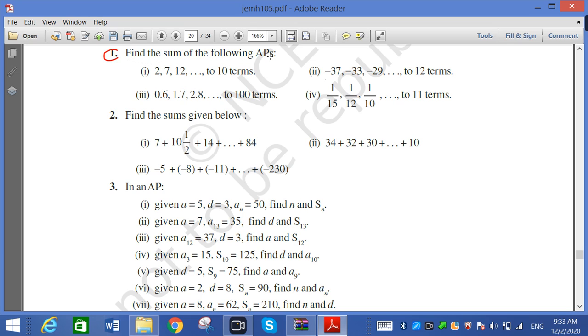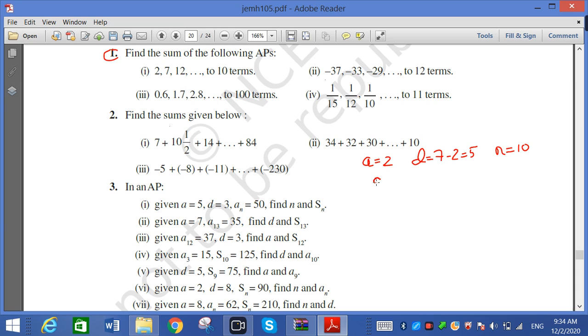Find the sum of the following arithmetic progression. 2, 7, 12, and so on, up to 10 terms. So what we have to do? First of all, we have to write A, that is 2. D, that is 7 minus 2, that is 5. And N is equal to 10.